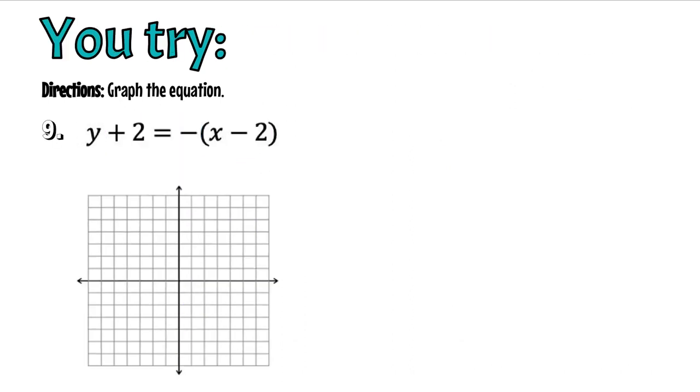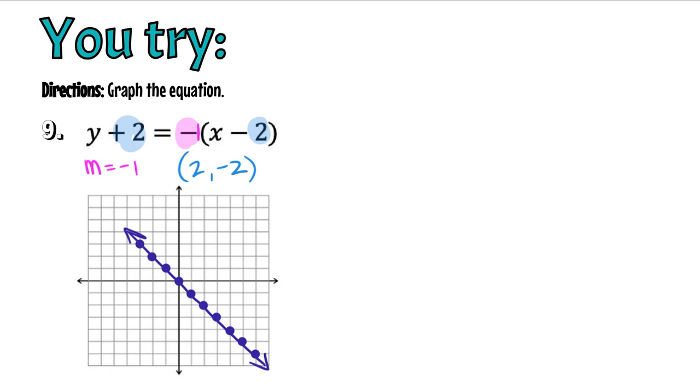Now it's your turn to try. Pause the video and try number 9. Hopefully you paused the video and you found the slope of -1. This one was a little bit tricky because there was just a negative sign, but remember that that just means there's a -1 there. It's not typical to write it.